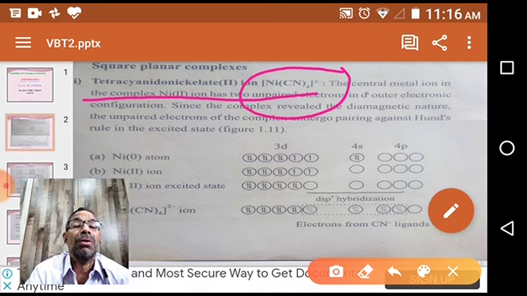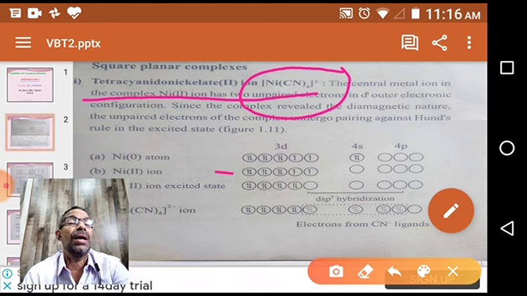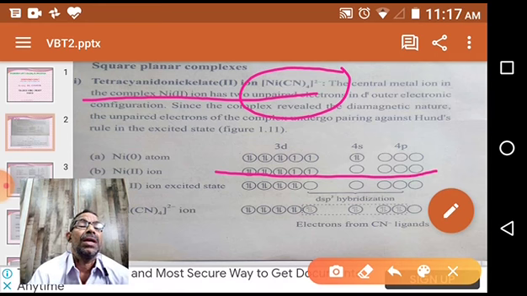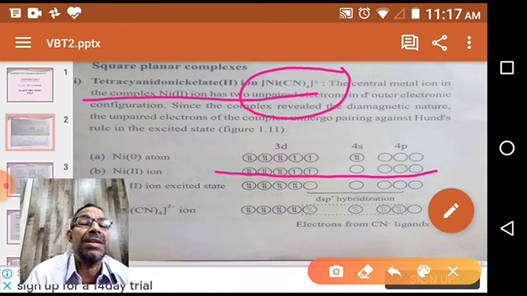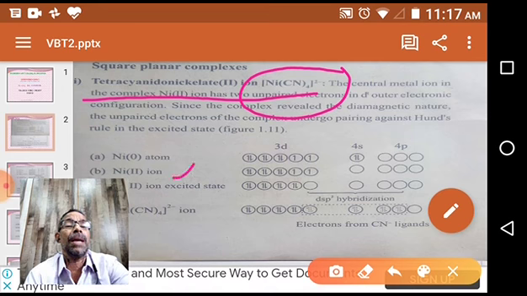The outer electronic configuration is argon 4s2 3d8. We know that. This is the ground state electronic configuration of nickel with 0 oxidation state. But in the complex, it is exhibiting +2 oxidation state. Its primary valence is 2, so it has to lose 2 electrons. That means nickel 2+.